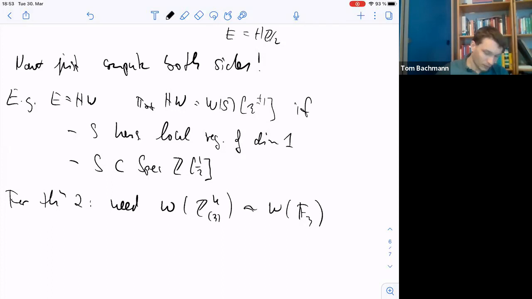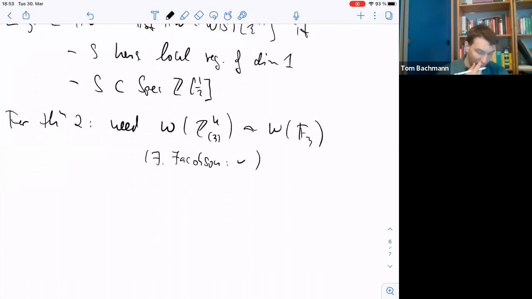So let me say Jacobson, and he proves that this works. And for the other square, you need to work out the Witt rings of the other rings, of course. Yeah, and so you work out the other things.